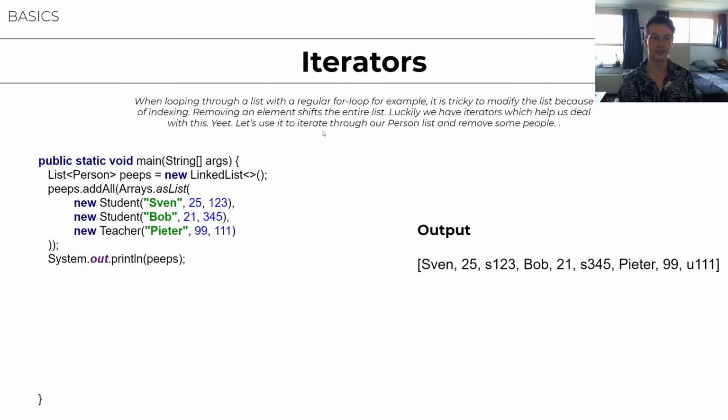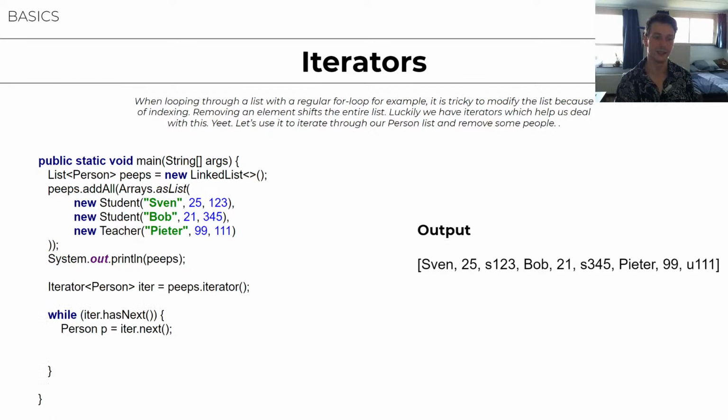Anyway, back to the iterators. So we still have that same list of persons. Oh, note by the way that I use the peeps.addAll to add the elements to the list. If you want to add the elements one by one, that's fine. You don't need to know the addAll notation. So first I add everyone to the list, and then I create an iterator on the specific list. Also notice that the iterator is of the same type Person as the list is, because it's looping through that list.